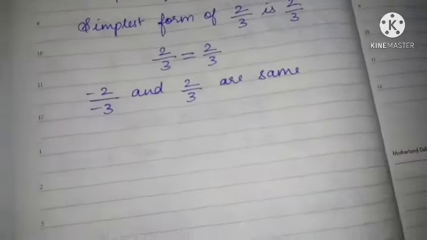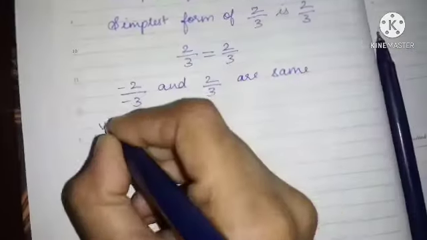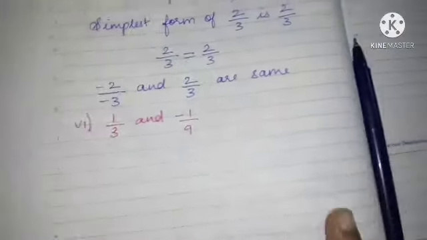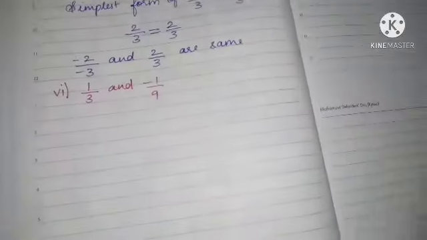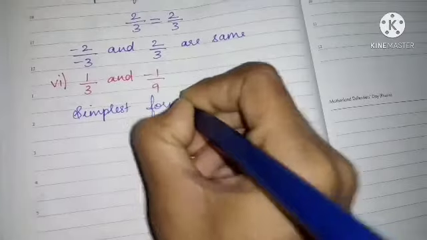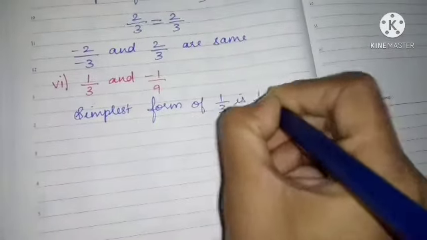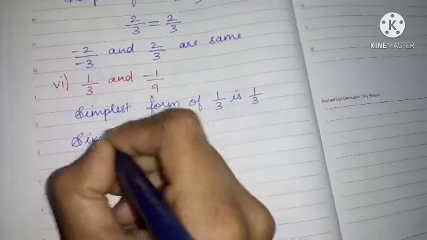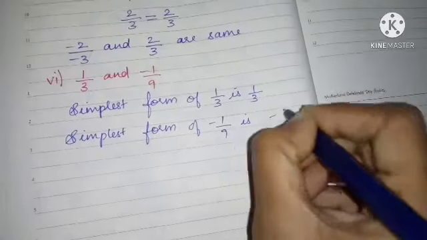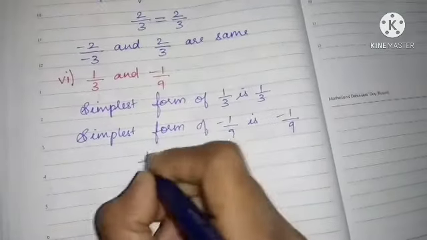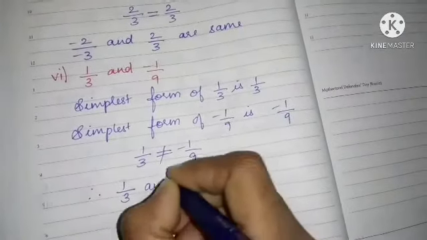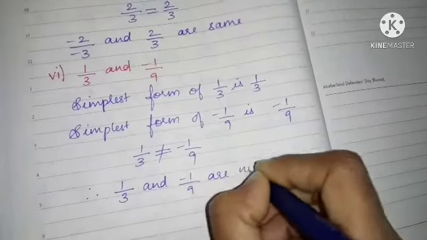Next, sixth subdivision: 1 by 3 and minus 1 by 9. The simplest form of 1 by 3 is 1 by 3. The simplest form of minus 1 by 9 is minus 1 by 9 only. Are both the same? No. 1 by 3 is not equal to minus 1 by 9. Therefore, 1 by 3 and minus 1 by 9 are not the same.